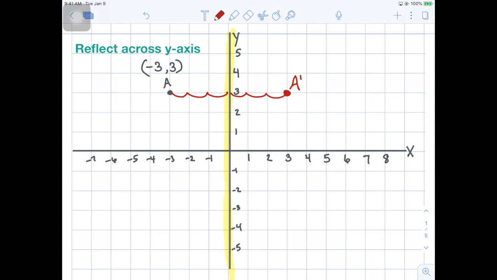Let's look at the coordinates of this one. This is (3, 3). I want you to notice something about the coordinates. Originally, the x value was -3. Now it's +3. The y value was 3 originally, and it's still 3. The y's didn't change. So when we reflect across the y-axis, the y coordinates stay the same.